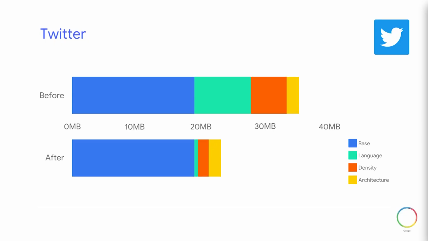Let's take a look at some actual size savings, instead of the averages, that have been achieved by some of our early access partners. Now, Twitter were already publishing multi-APK with architecture splits. However, because their app is translated into many languages and it supports multiple screens, they still get large savings, resulting in a 35% decrease in size. Plus, they don't have to deal with multi-APK anymore.